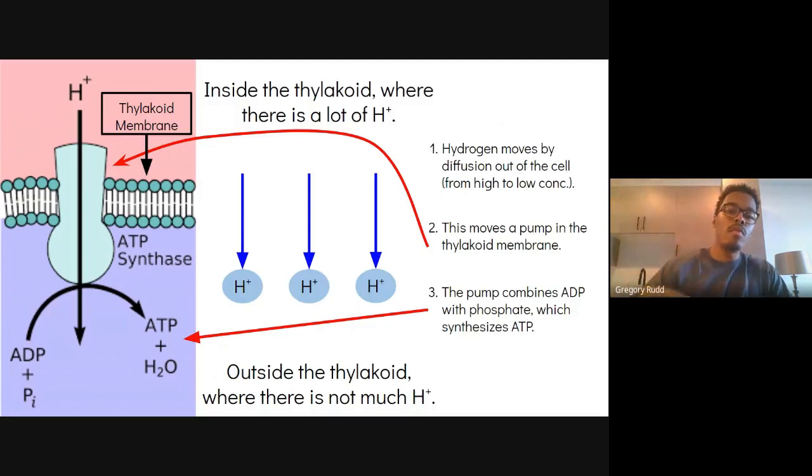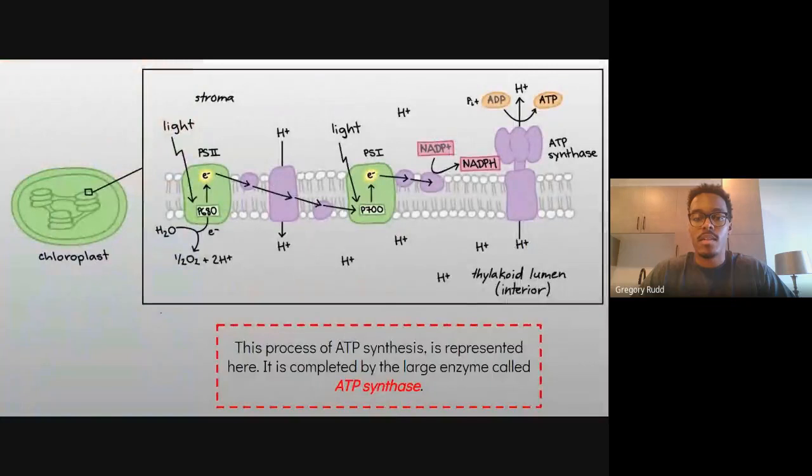So this process of the movement of hydrogen is pumping this ATP synthase. And the ATP synthase is taking ADP and phosphate, combining them, making ATP. ADP, phosphate, ADP, phosphate. So it's making ATP. Okay, so we're not going to get as far as I had hoped. But that process is called ATP synthesis. It's making ATP. We can see that in this original diagram right here. And we see that large ATP synthase enzyme.